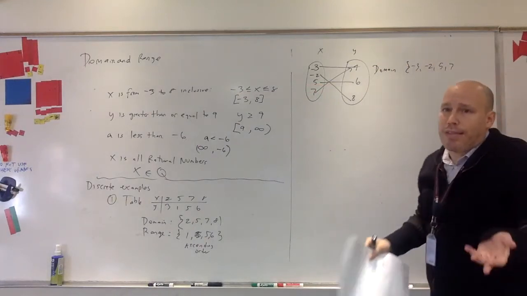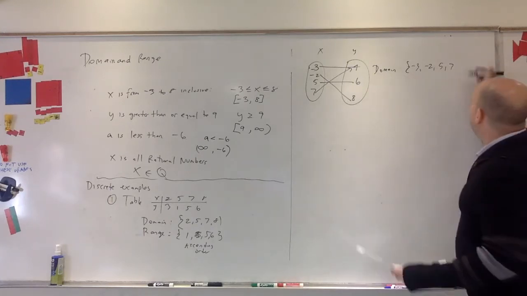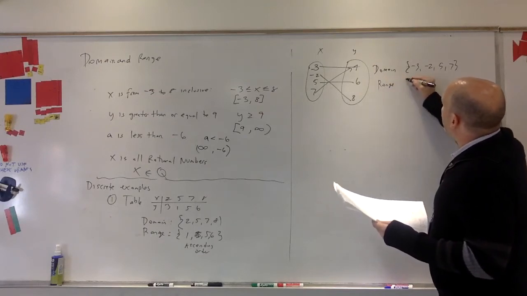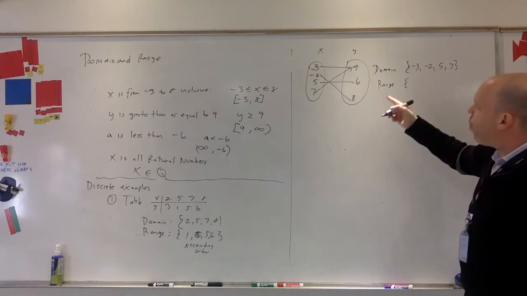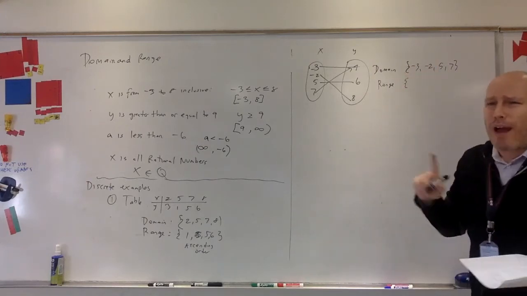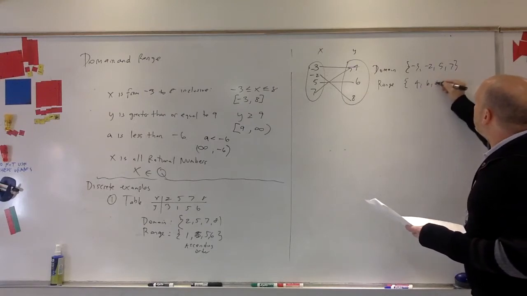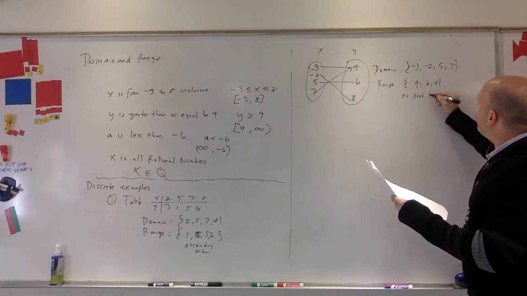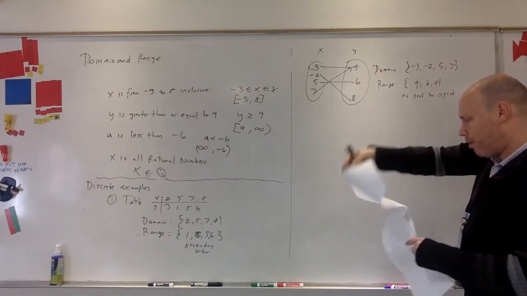Remember, it's just a set, so we need things to go inside the set. Now, what's the range? Some of you might say it's 4, 4, 6, 8, but we don't have to repeat elements of the set. So we're going to write 4, 6, and 8. No need to repeat. Okay, nice. Let's move on.